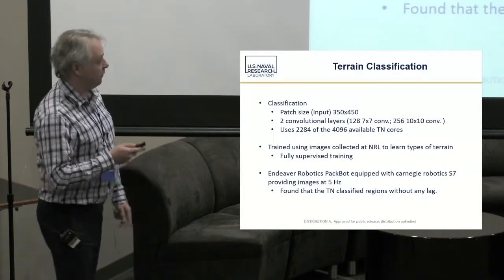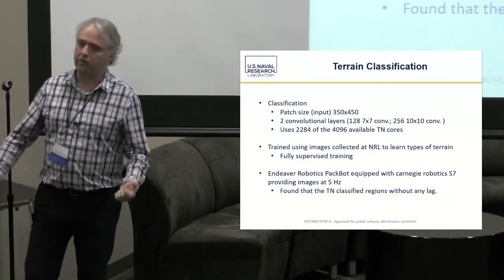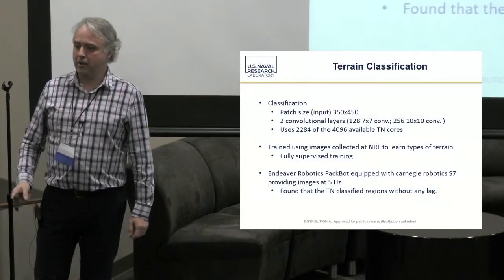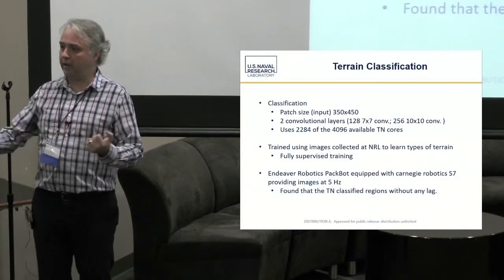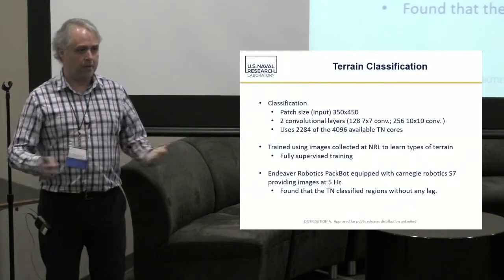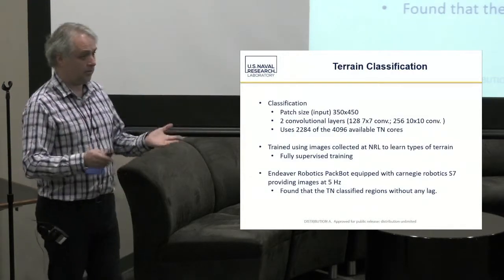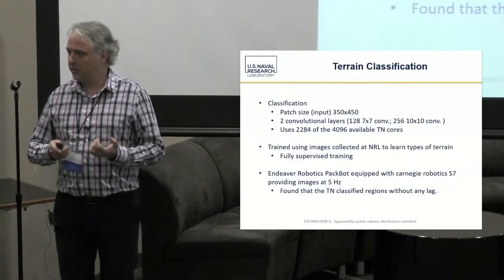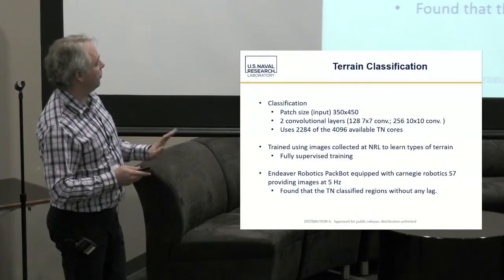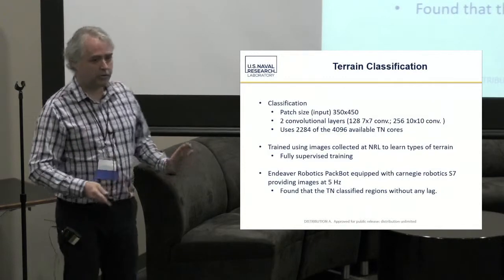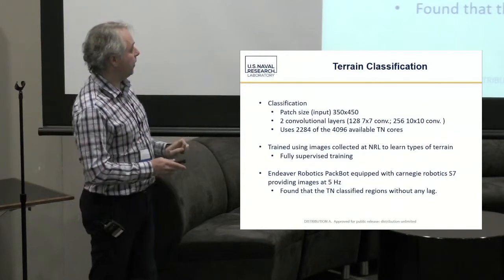So the patch size is relatively big. The way that we approach this problem is that we decided to let the TrueNorth decide how to resize it rather than providing the TrueNorth with a really tiny chip. So the first few layers of the network are relatively large convolutions with a relatively large stride length. You tell people in the machine learning community you've got a stride length of 11, they kind of look at you funny. But the thought here was that we could provide an intelligent way to resize rather than doing it on the board itself. It uses about half of the neural cores, 2284. This is fully supervised training. This is data that we collected around the lab, not on the path that we're trying to run on.